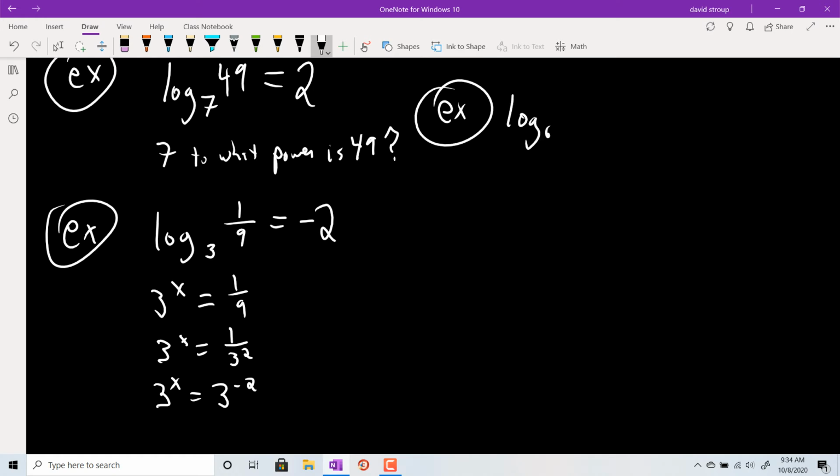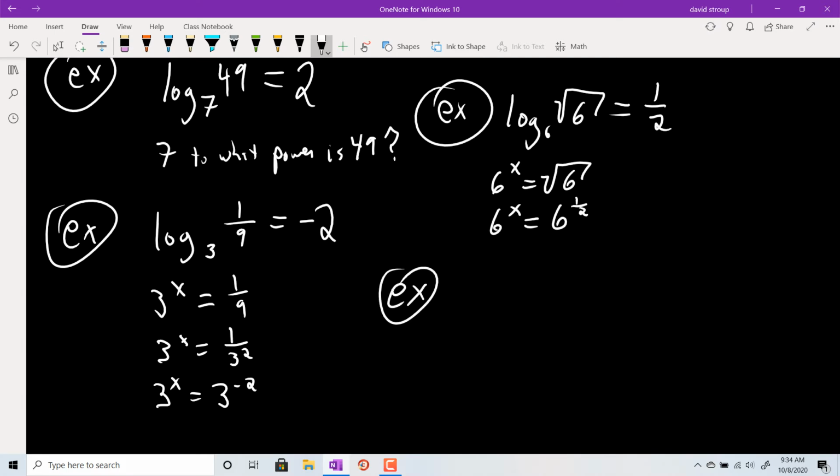Let's look at another example. Log base 6 of the square root of 6. So 6 to what power is equal to the square root of 6? We can rewrite square root of 6 as 6 to the 1/2. So that value must be 1/2. Right? 6 to the 1/2 is equal to the square root of 6.